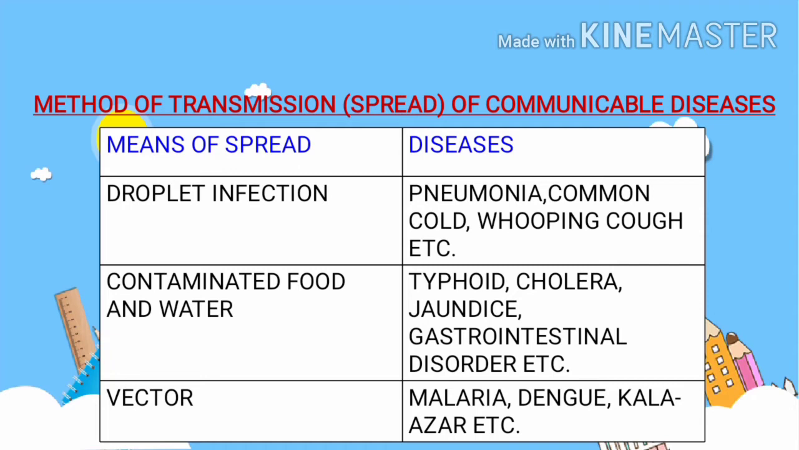Actually, these types of diseases spread from an infected person to a healthy person through air, water, food, vectors, physical contact, and sexual contact. We have this table which shows the various medium through which infectious agents of different diseases travel from an infected person's body to the healthy person's body.